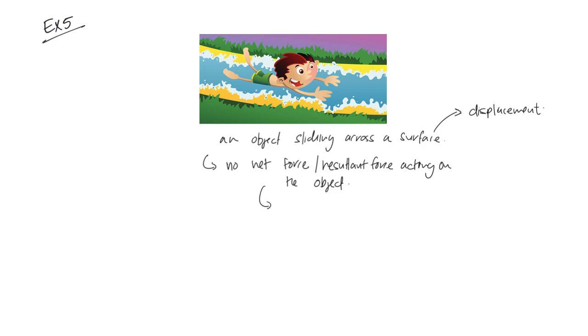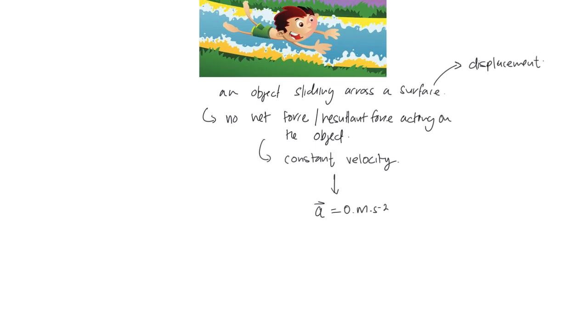Now, in this case, we would have a constant velocity. If we have a constant velocity, it means that our acceleration is equal to 0 meters per second squared. And if the acceleration is 0 meters per second squared, we say that no work is done as well. So that's another condition.